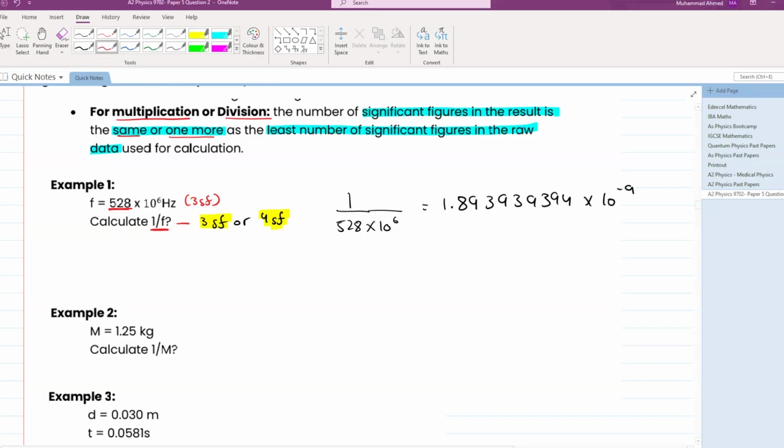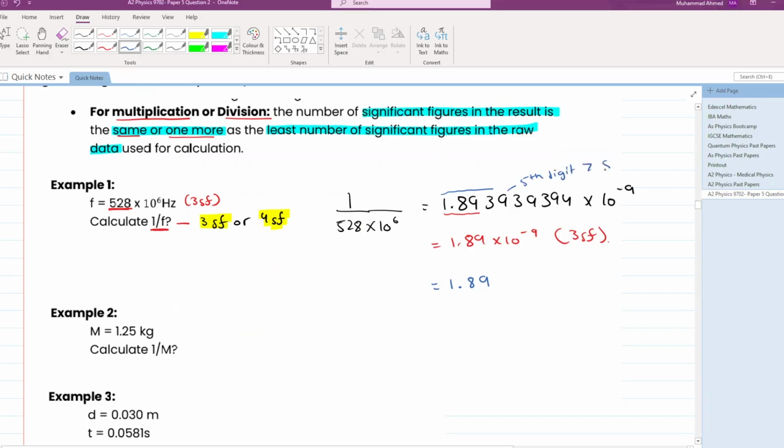Now, how can you limit your answer till 3 significant figures? You can only consider these 3 significant figures. 1.89 into 10 raised to the power of minus 9 is your answer till 3 SF. However, if you want to write the answer till 4 SF, what will you do? You will consider these first 4 digits. There is a slight thing that you have to take care of. Can you see this fifth digit?